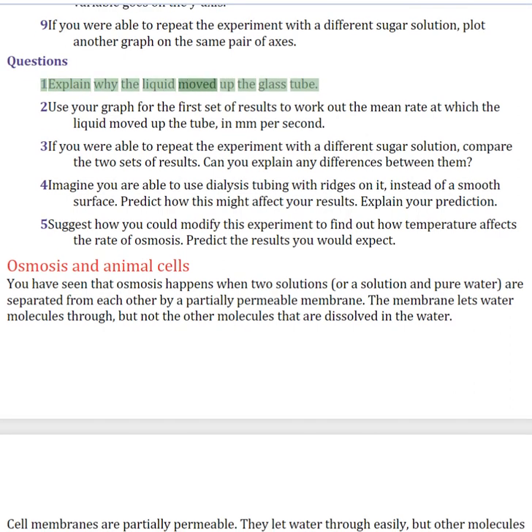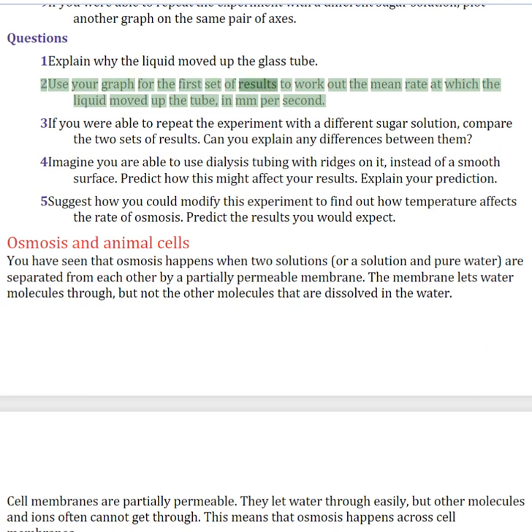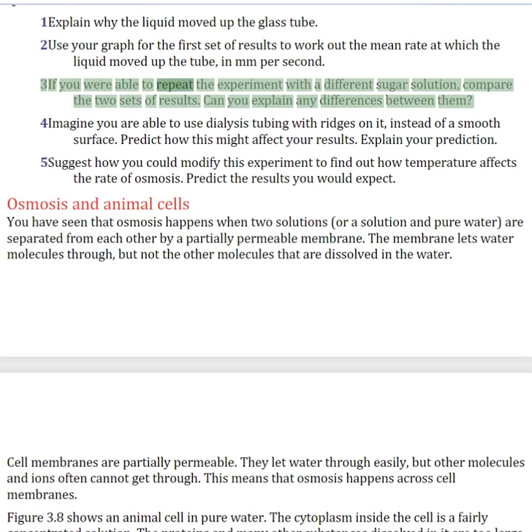1. Explain why the liquid moved up the glass tube. 2. Use your graph for the first set of results to work out the mean rate at which the liquid moved up the tube, in millimeter per second. 3. If you were able to repeat the experiment with a different sugar solution, compare the two sets of results. Can you explain any differences between them?